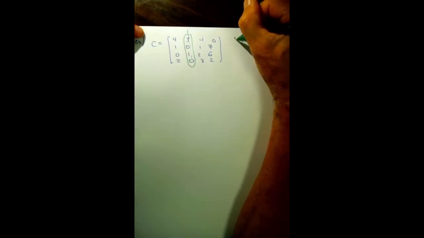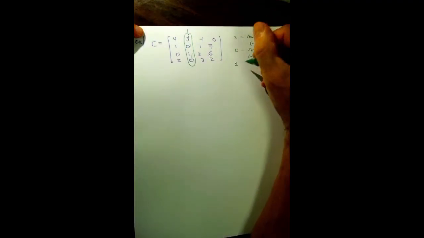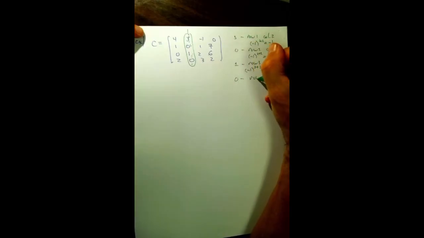Notice it's going to start with the 3. That's row 1, column 2. So minus 1 to the 1 plus 2 is going to be minus 1 cubed is minus 1. This 0 is row 2, column 2. Minus 1 to the 2 plus 2 is minus 1 to the 4th is 1. That 1 is row 3, column 2. So minus 1 to the 3 plus 2 is minus 1 to the 5th is minus 1. And that 0 is row 4, column 2. So minus 1 to the 4 plus 2 or minus 1 to the 6th is 1.